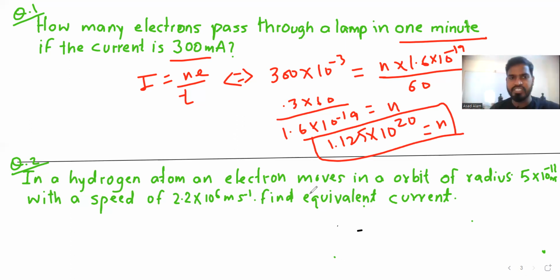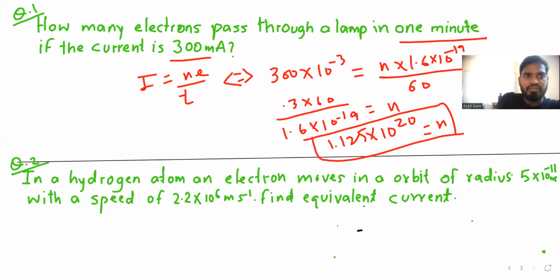The next question. So what I did was I is equal to Q by T, nothing else. Next question is about a hydrogen atom, using the same formula we learned. In a hydrogen atom, an electron moves in an orbit of radius 5 into 10 to the power minus 11 meter with a speed of 2.2 into 10 to the power 6. Find the equivalent current.